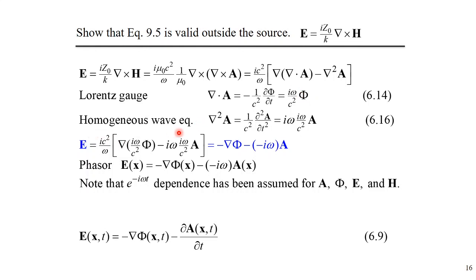So the homogeneous wave equation becomes Laplacian A equals I omega times this one. That's the homogeneous wave equation, valid outside the source. Outside the source, there are no source terms. Therefore Laplacian A equals I omega again times C squared. Actually, it's minus minus, but minus minus doesn't matter.